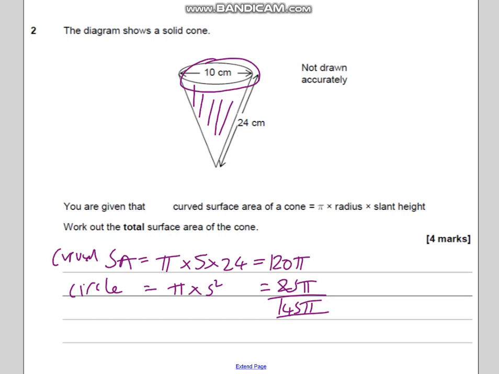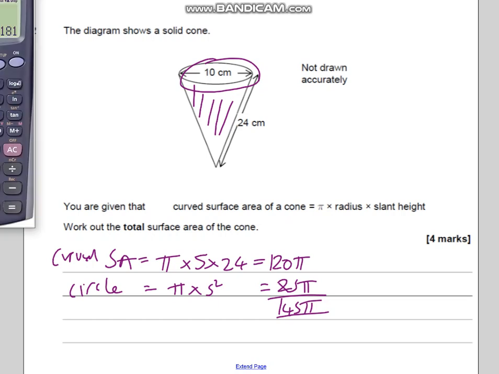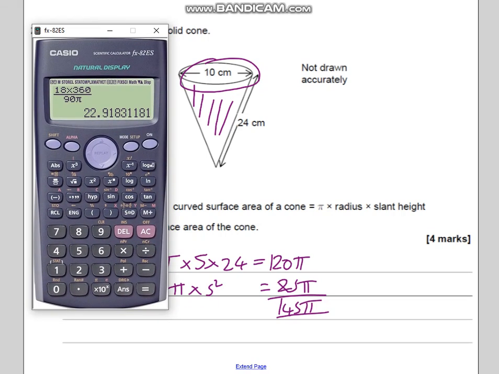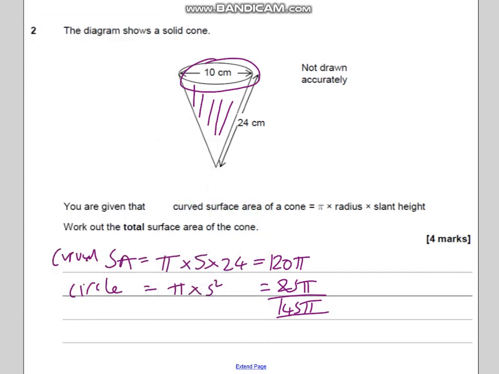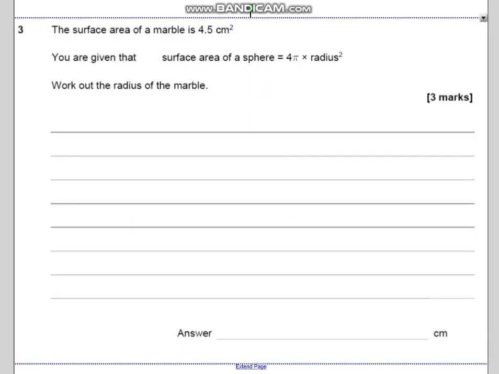But if you decided to work it out as a decimal, you can do that by just popping that into your calculator. 145 pi, and that gives you 455.53. Although the mark scheme says you're allowed between 455.3 and 455.6 inclusive. Okay, moving on. Okay, question 3.